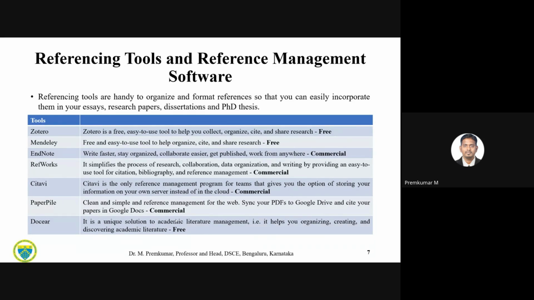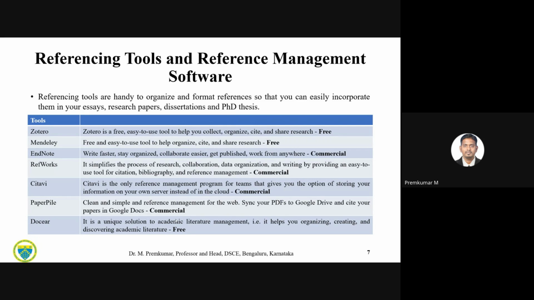Okay, the next version is Dossier. Dossier is one of the unique solutions for academic literature. Most of the IITs and NITs use Dossier, and it helps you to organize, create, and discover academic literature. This is again a free version.